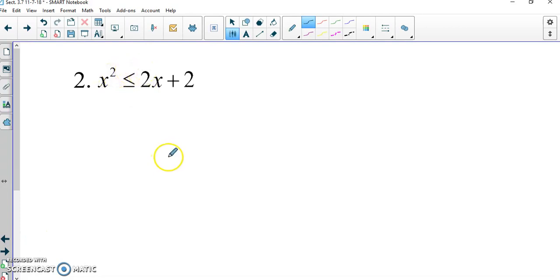All right, now if I got x squared is less than or equal to 2x plus 2. In order to do this, you want it to be set to 0. So move your 2x and move your 2 over. So it's going to be x squared minus 2x minus 2 is less than or equal to 0. All right, now you can go to factor that, but it will not factor. That doesn't mean it can't be done. So we need to use the quadratic root formula.